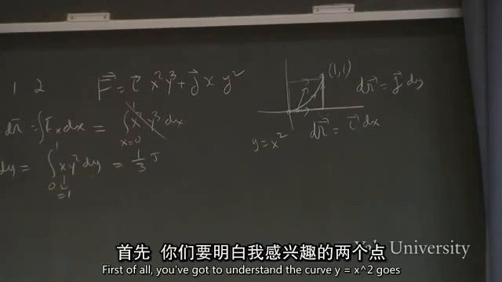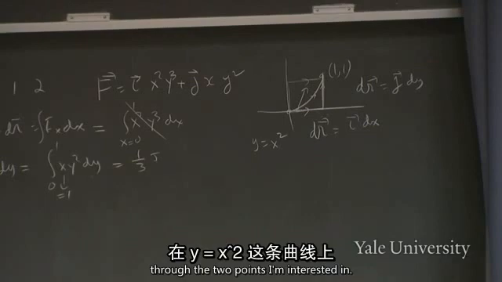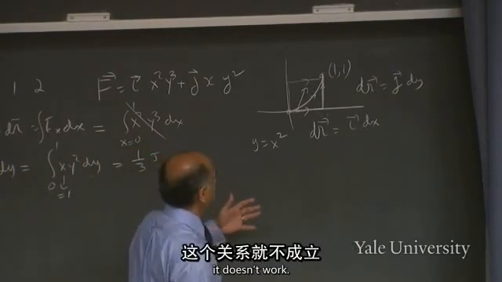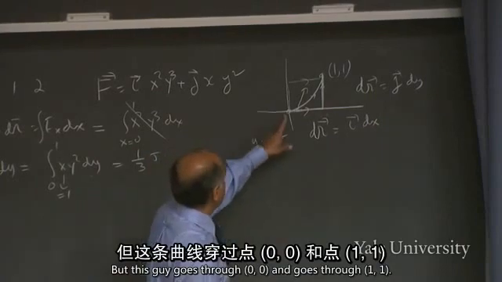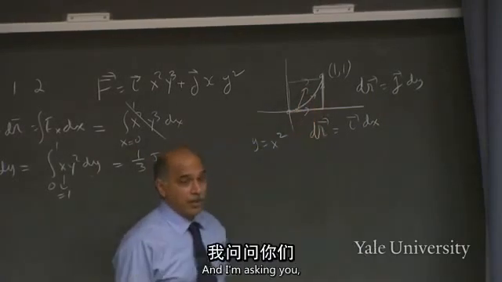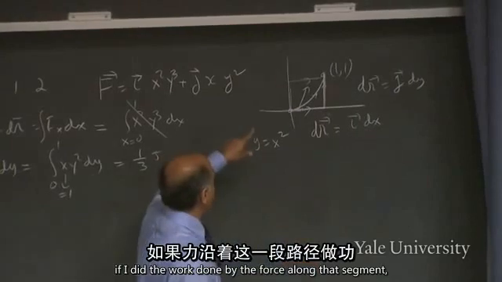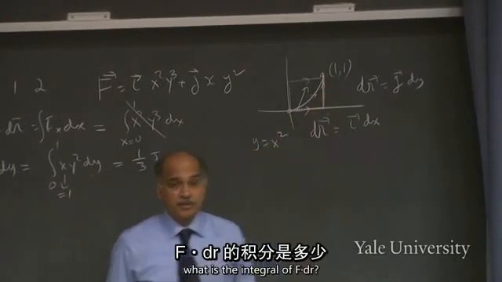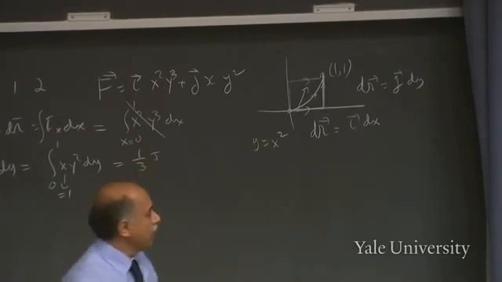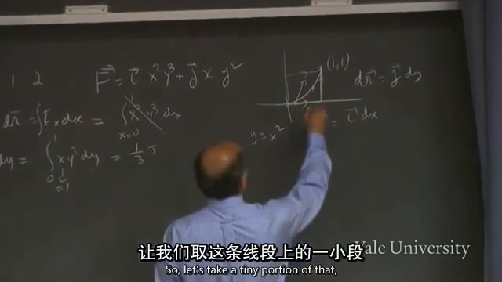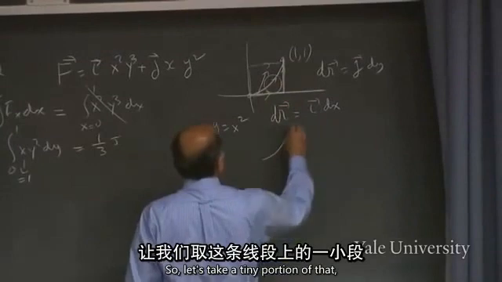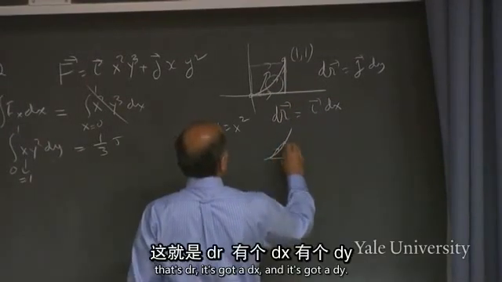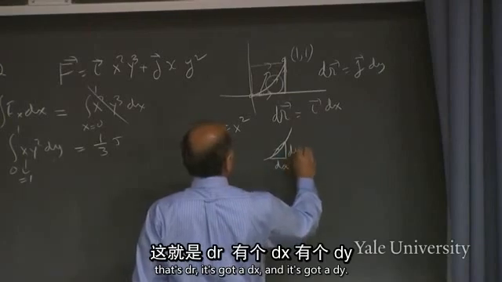First of all, you've got to understand the curve y equal to x squared goes through the 2 points I'm interested in. Okay, if you took y equal to 5x squared, it doesn't work. But this guy goes through 0, 0 and goes through 1, 1. And I'm asking you, if I did the work done by the force along that segment, what is the integral of f dot dr? So let's take a tiny portion of that. Looks like this, right? That's dr. It's got a dx and it's got a dy.